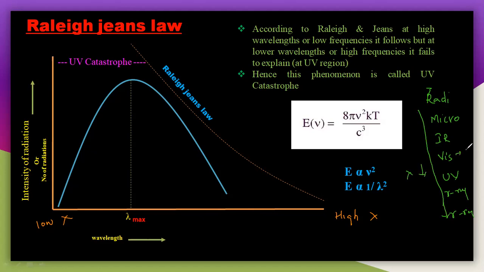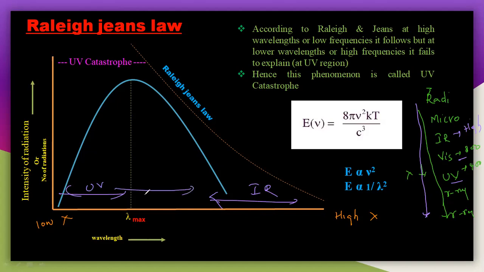So for the visible region, remember that it is 800 nanometers and the UV is 400 nanometers. So see here, the visible region is 800, and slowly it should decrease like this. And in the graph, where should the visible region be, where should the UV region be, where should the IR region be? IR has the highest wavelength, you can see here. So this is the wavelength, it is decreasing like this. So this is IR, which has very high wavelength, and then the visible region, then the UV region. Let us assume this is the IR region, this is the UV region, and in between this is the visible region.